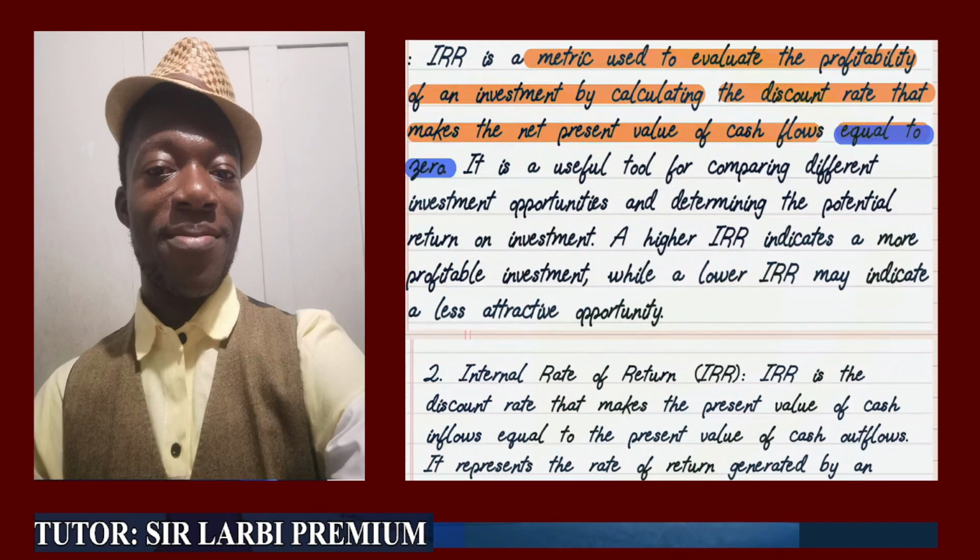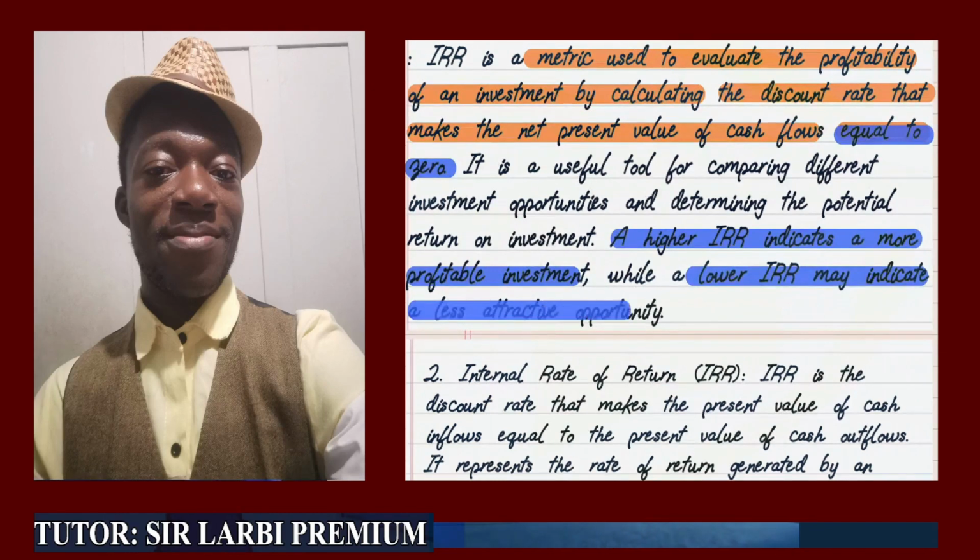When it comes to the internal rate of return, to accept a project, we are saying that it should have what? A higher internal rate of return, being the percentage. A higher internal rate of return indicates a more profitable investment, whilst a lower one may indicate a less attractive opportunity. So to accept a project under internal rate of return as a capital budgeting technique, we accept where the internal rate of return in terms of percentage is greater than the risk associated with the investment, being the hurdle rate or the rate of return given as per the investment.